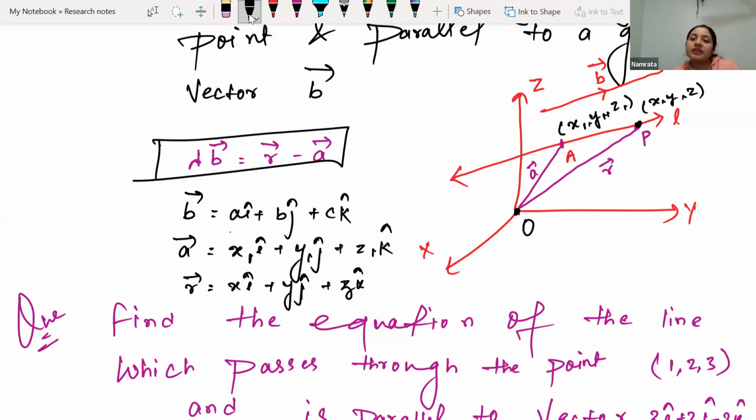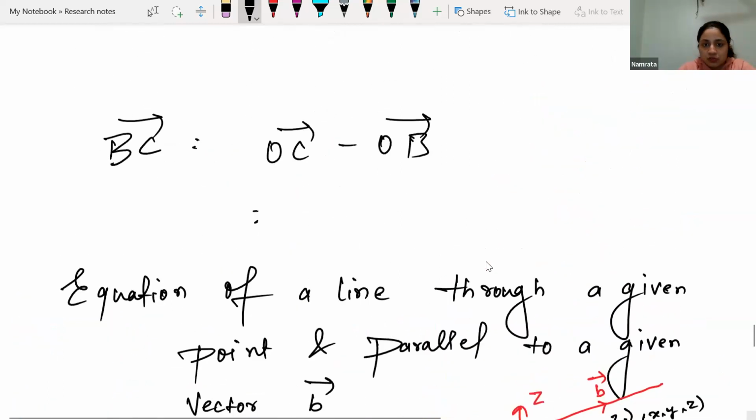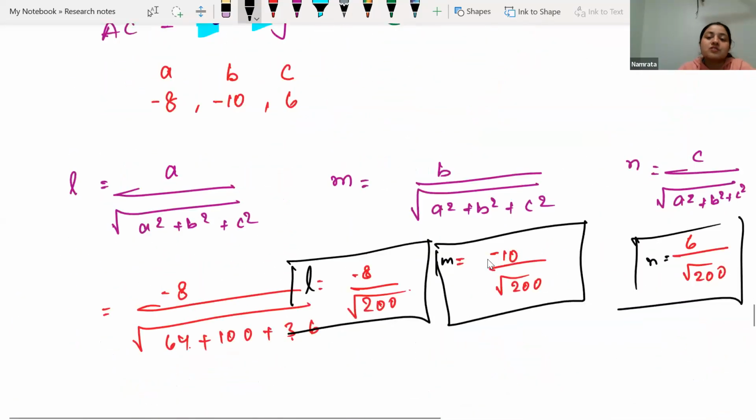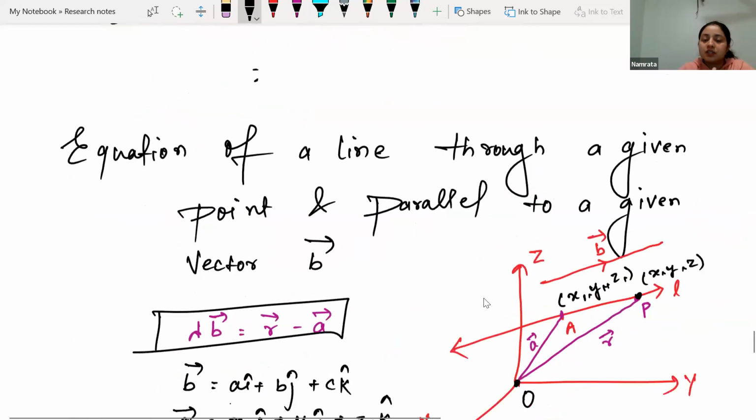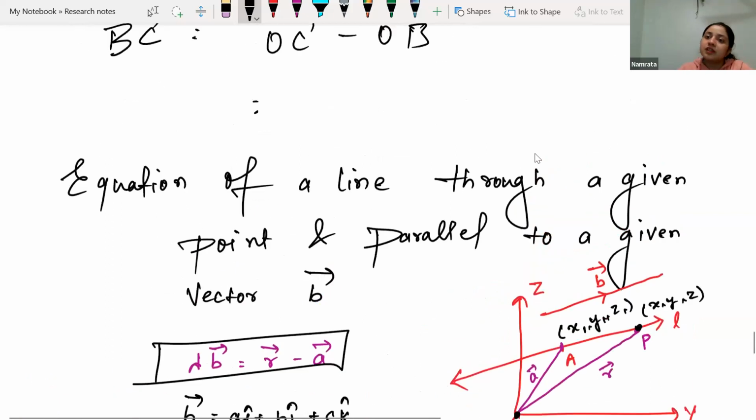Okay, already we are running out of time. We will continue from here, from the very beginning of this concept, in the next class. You just need to do all the questions related to direction ratio and direction cosine. We will start with this new formula and new topic in the next class.